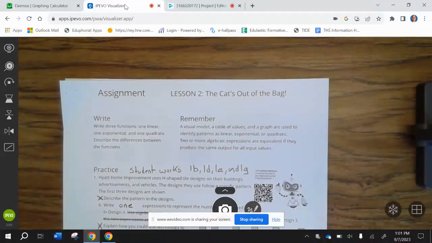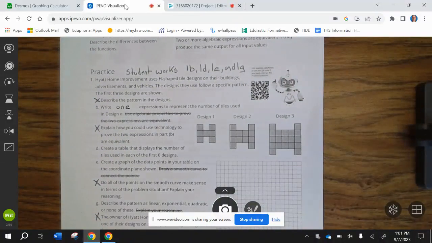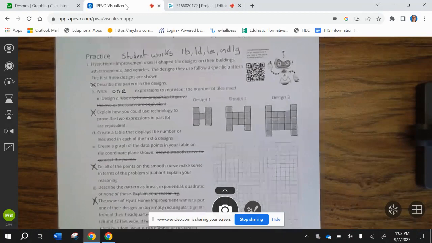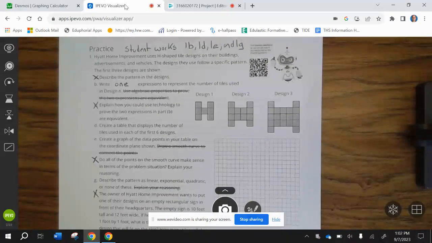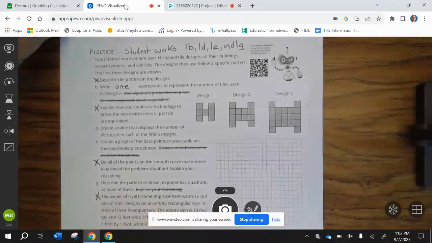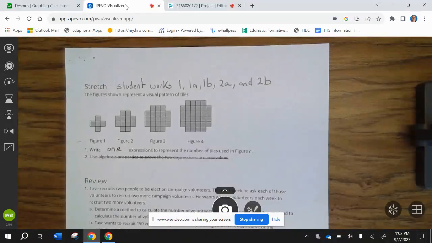Okay, getting to the assignment. Student works 1B, 1D, 1E, and 1G. All right, go ahead and complete that. And then student works 1A, 1B, 2A, and 2B.